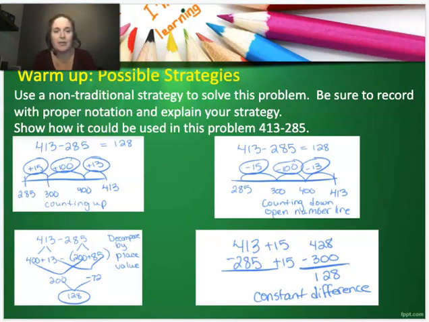So here's some non-traditional ways. You could use counting up, you could use counting down, those are both number line strategies. You could decompose by place value, or you could do constant difference. So make sure you can practice all of those strategies and you know the names of them. If you used a different strategy, that's fine, just make sure you know the name of it and you could explain it.